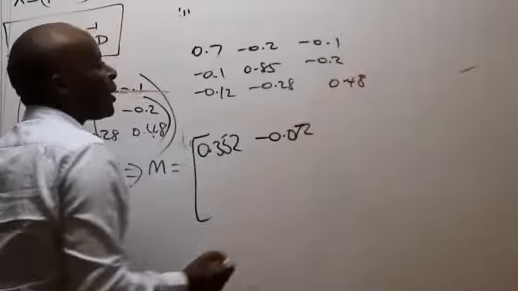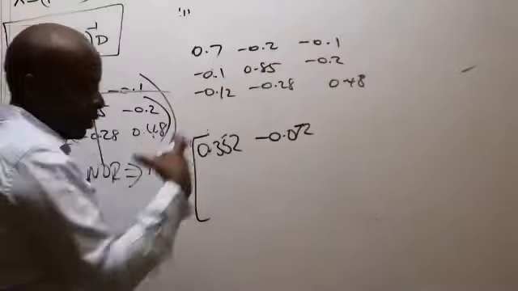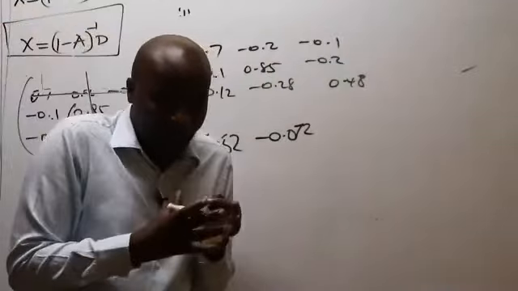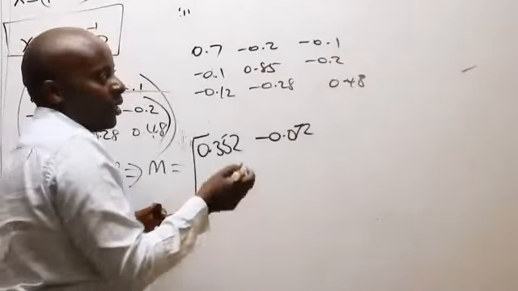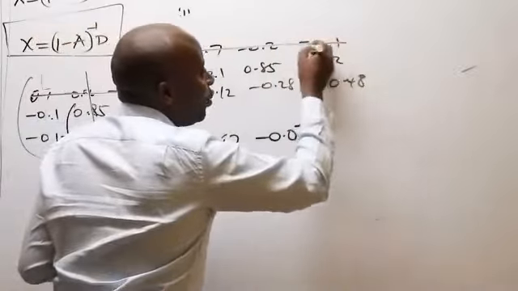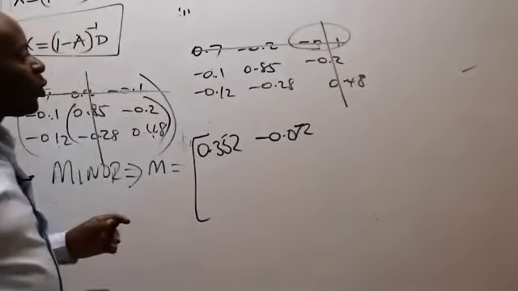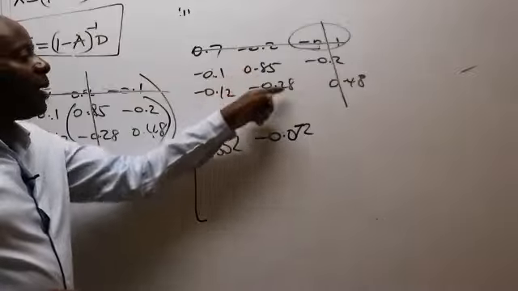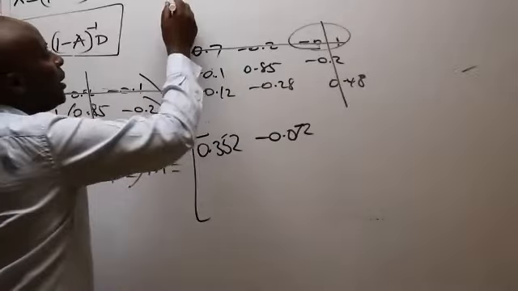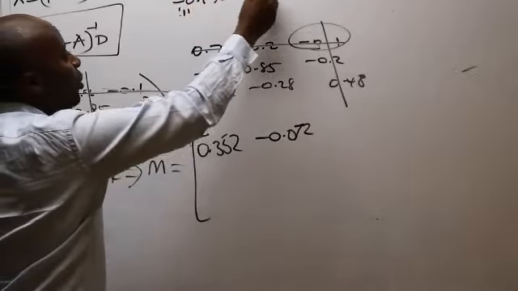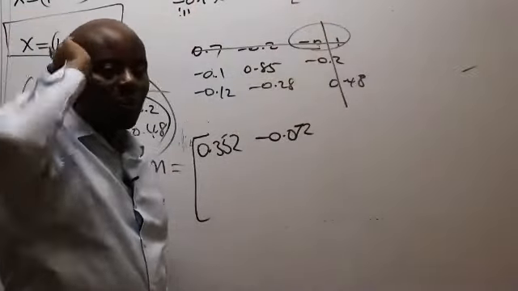So if they want us, ladies and gentlemen, to give them the minor of this element, what I'll do is hide this element. You hide it row-wise and column-wise. If you do it that way, you'll be able to see the submatrix. The submatrix left uncovered here is minus 0.1 times minus 0.28. Minus, please, if you forget the brackets of the secondary, you'll always be wrong.